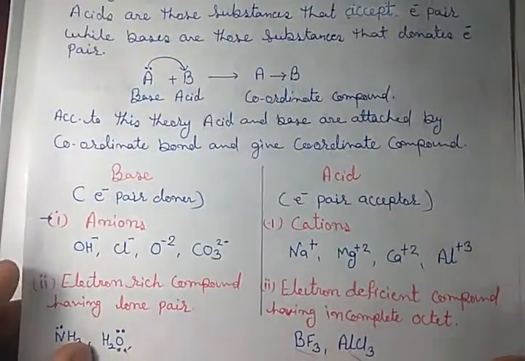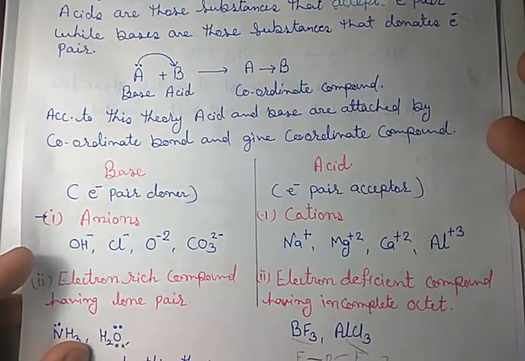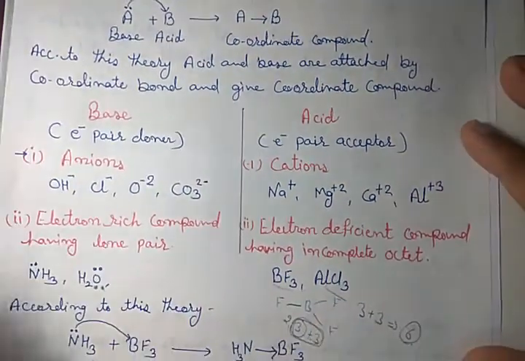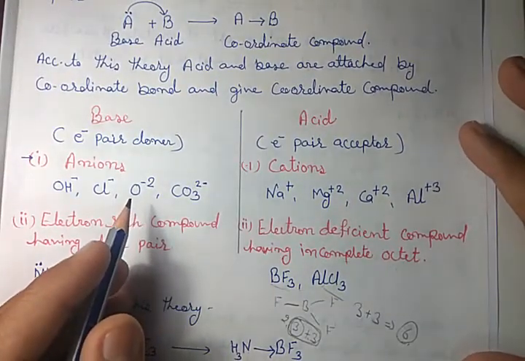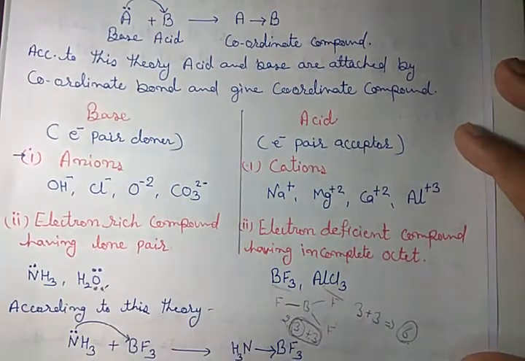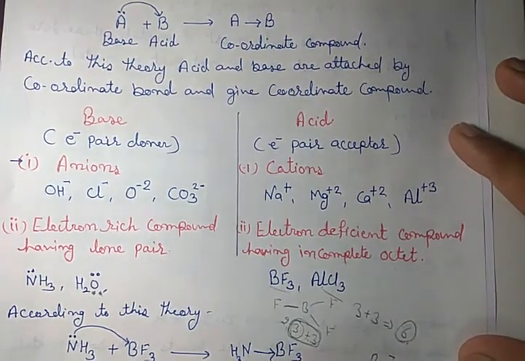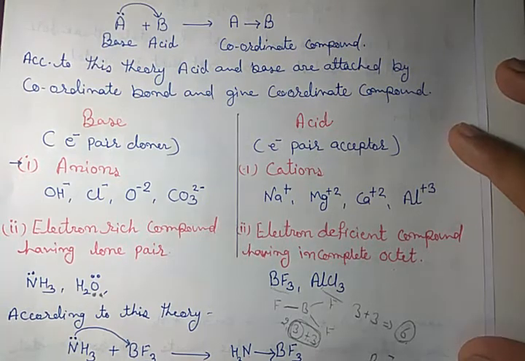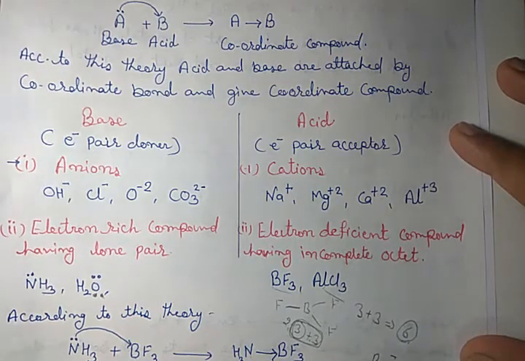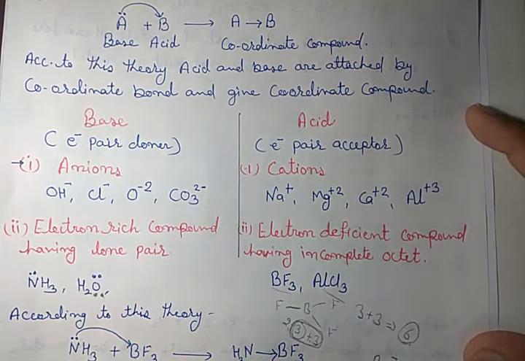Normally, this theory is asked directly by the examiner: explain the Lewis concept of acid and base. But sometimes some examples are given and you are asked to separate them as either acid or base, like Br negative, Al plus 3, H2O and AlCl3. Now, the examiner asks you to separate them into acid and base.